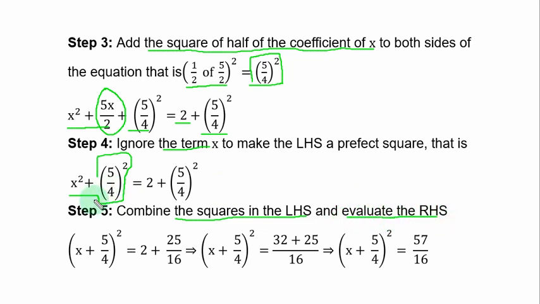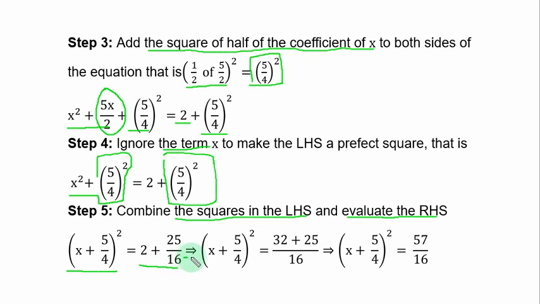If we combine the squares, just like we are saying factor out the power of 2 now, that is combine the square, we are going to have s plus 5 over 4 in bracket squared. If we evaluate the right hand side, we evaluate this term by taking the square of 5 over 4. So we have 2 plus 25 over 16.